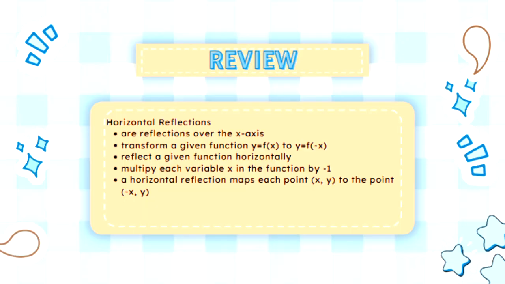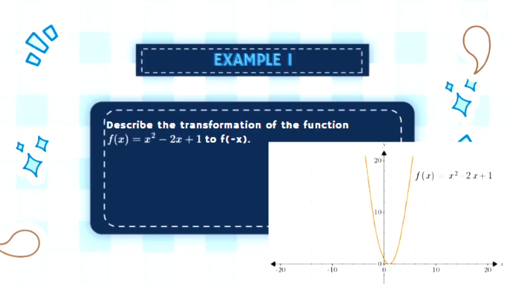Ta-da! Here's a review. Horizontal reflections are reflections over the y-axis. Y-axis, I can do this. Transform a given function, y equals f of x, to y equals f of -x. Reflect a given function horizontally. Horizontally is this way, side to side. Multiply each variable x in the function by -1. A horizontal reflection maps each point (x, y) to the point (-x, y). Put that last one in your notes. (x, y) becomes (-x, y). Here's example 1.